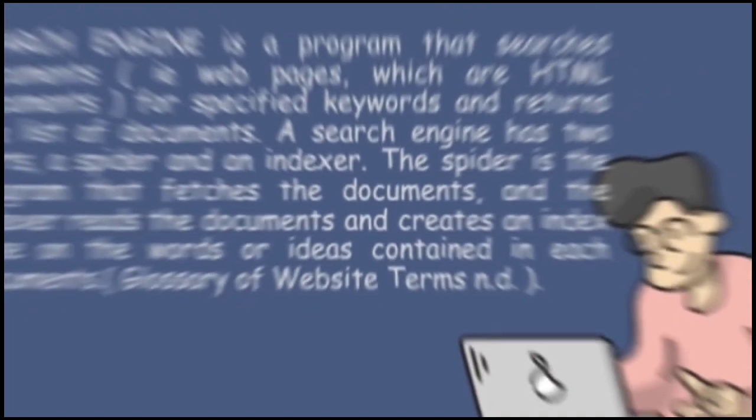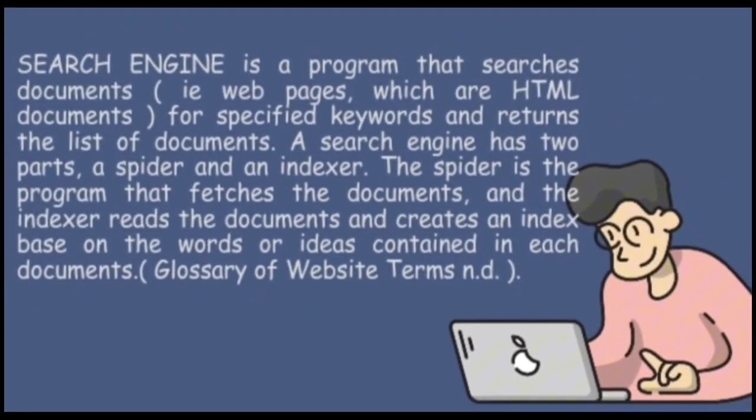So now let's proceed to search engine. A search engine is a program that searches documents, for example web pages, which are HTML documents, for specified keywords and returns a list of documents. A search engine has two parts: a spider and an indexer. The spider is the program that fetches the documents, and the indexer reads the documents and creates an index based on the words or ideas contained in each document.